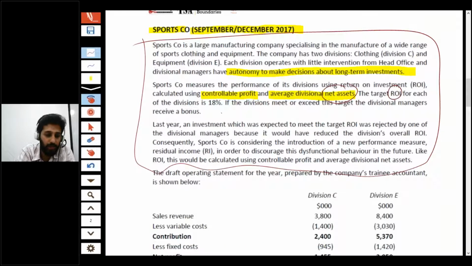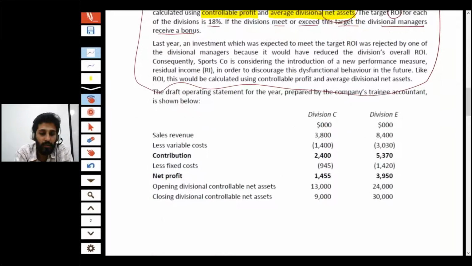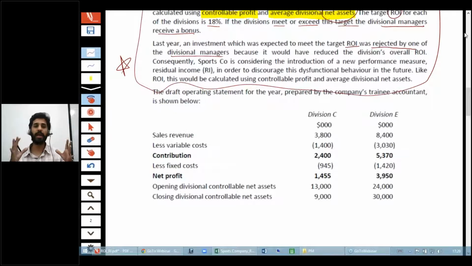The target ROI for each division is 18%. If the division meets or exceeds this target, the divisional managers would receive a bonus. Last year, an investment which was expected to meet ROI was rejected by one of the divisional managers. This is a very important paragraph for my next theoretical discussion. I am holding this paragraph until we reach that particular requirement. Since I know the insight, you should follow me.